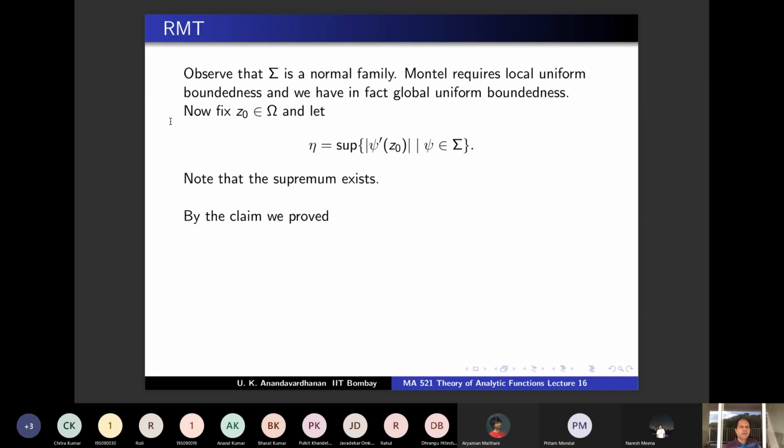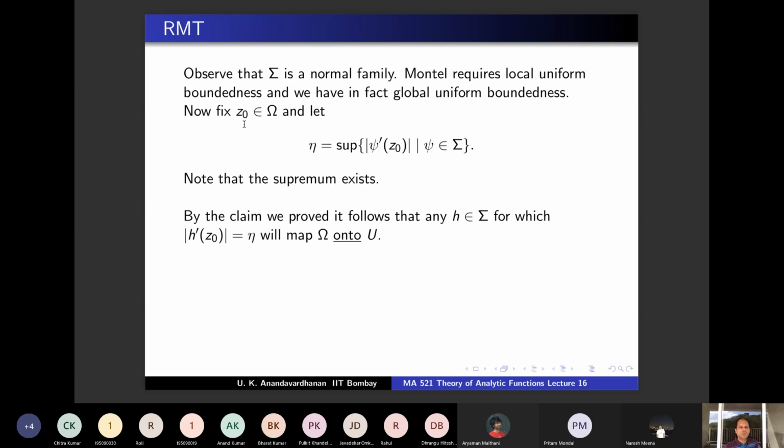And by the claim we proved, meaning the claim about the speed, if psi is not onto, then there is a psi 1 such that modulus of psi 1 prime at z0 is strictly bigger than modulus of psi prime z0. It follows that any h in sigma for which modulus of h prime z0 is equal to eta, this supremum, has to be onto. Agree? Earlier I made a mistake. Maybe I said at all points. You don't need to consider all points. Considering one point is enough.